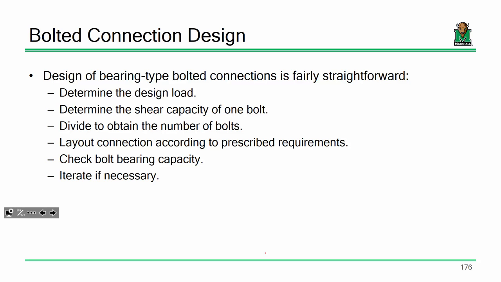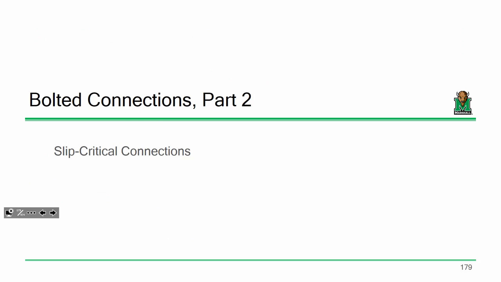We'll have a quick example on that, and then we'll get into our second class of connections, which are slip critical connections. Those are where installation methods, friction, and things like that come into play.